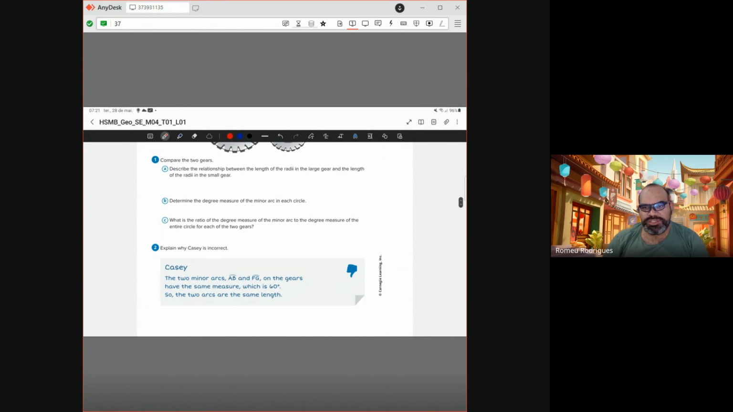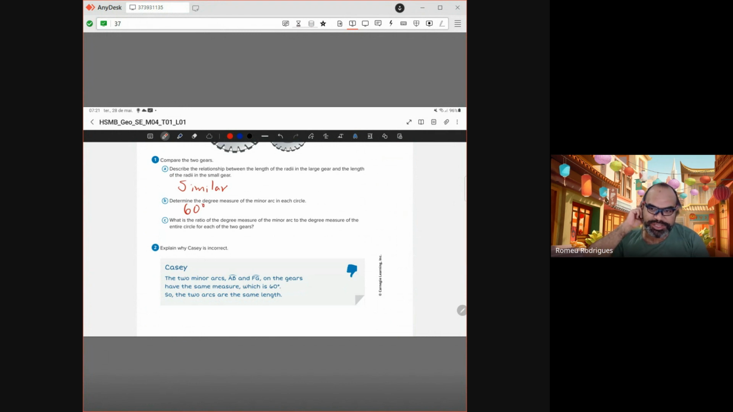The first question is to describe the relationship between the lengths. As we see, all circles are similar, then the gears are also similar. Great. Next, determine the degree measure of the minor arc in each circle. The minor arc is 60 degrees.